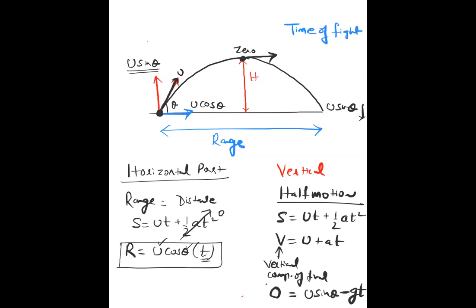So GT will be what? This is half the time, right? So time will be what? U sine theta by G, right? So this is half the time. So total time will be 2 times U sine theta by G. Okay. Total time is what? 2U sine theta by G. Okay. Is it clear to you? So here you can put the formula for the time, that is 2U sine theta by G.